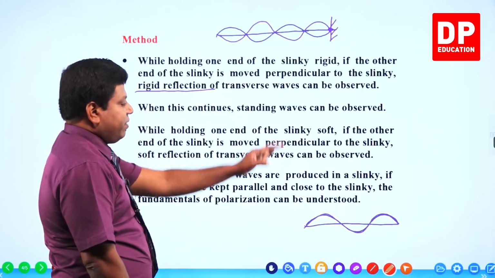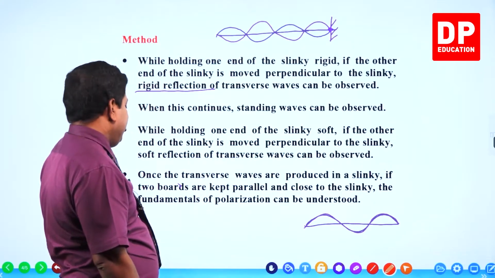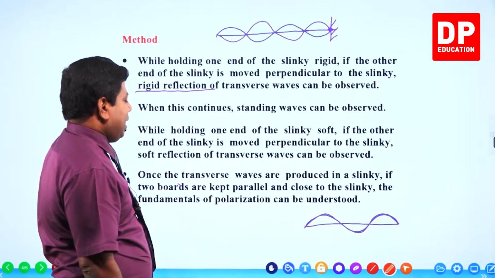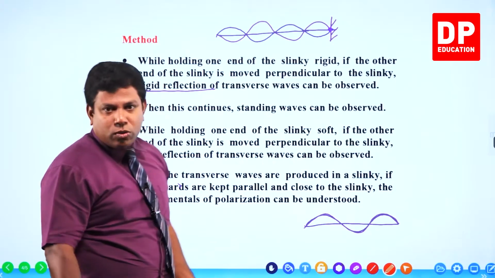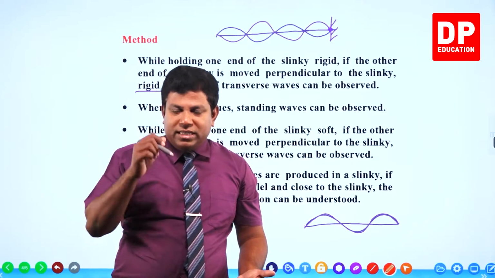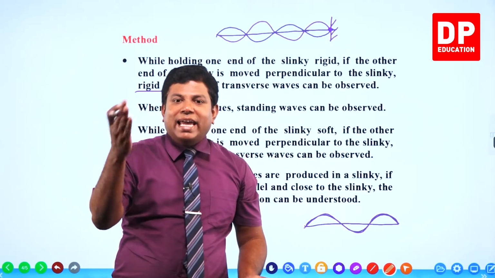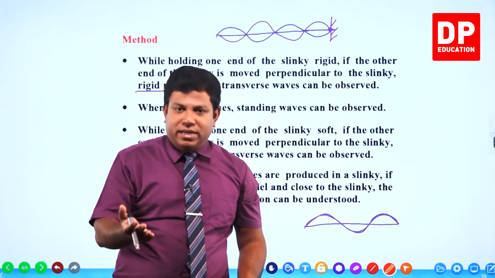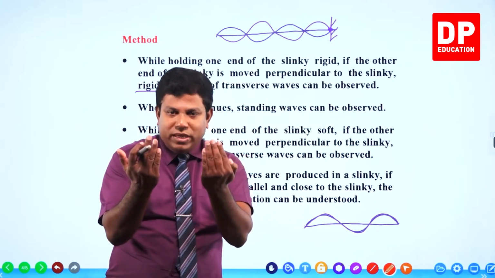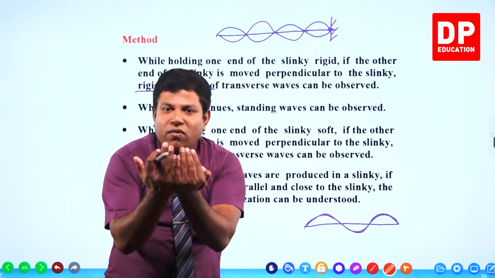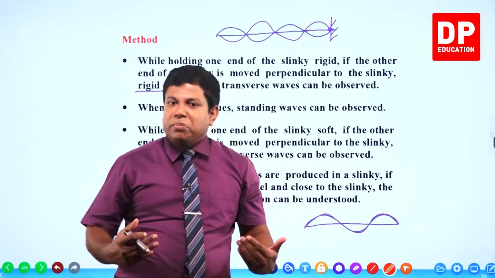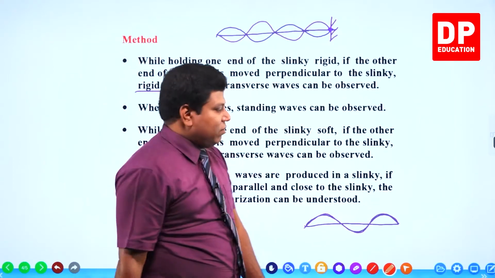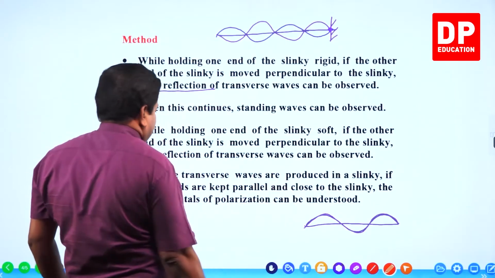Once the transverse waves are produced in a slinky, if two boards are kept parallel and close to the slinky, the fundamentals of polarization can be understood. I explained earlier, polarization means the planes of vibration are different. Polarization means we allow only one plane of vibration to pass the filter, and all others get blocked, right? So that we can understand here also.